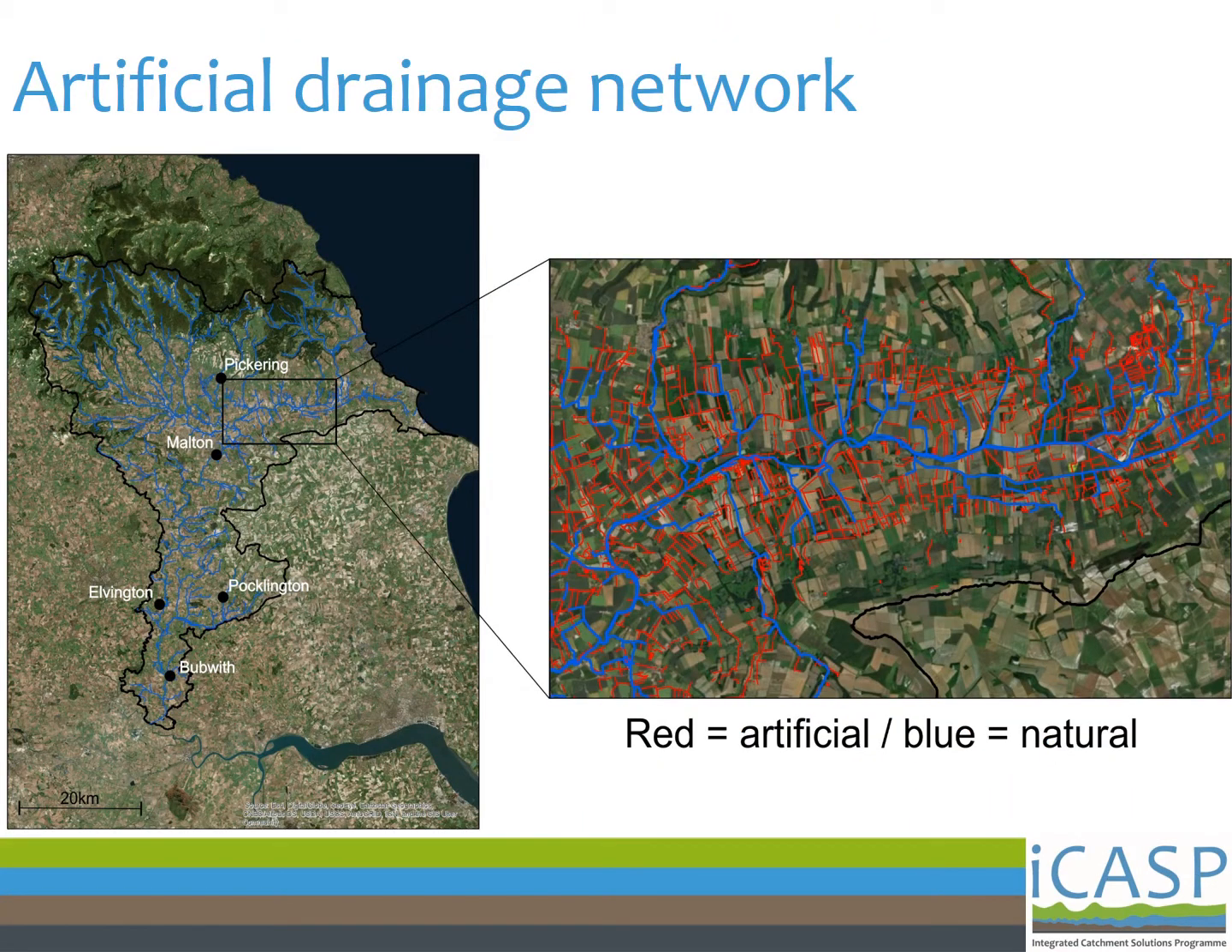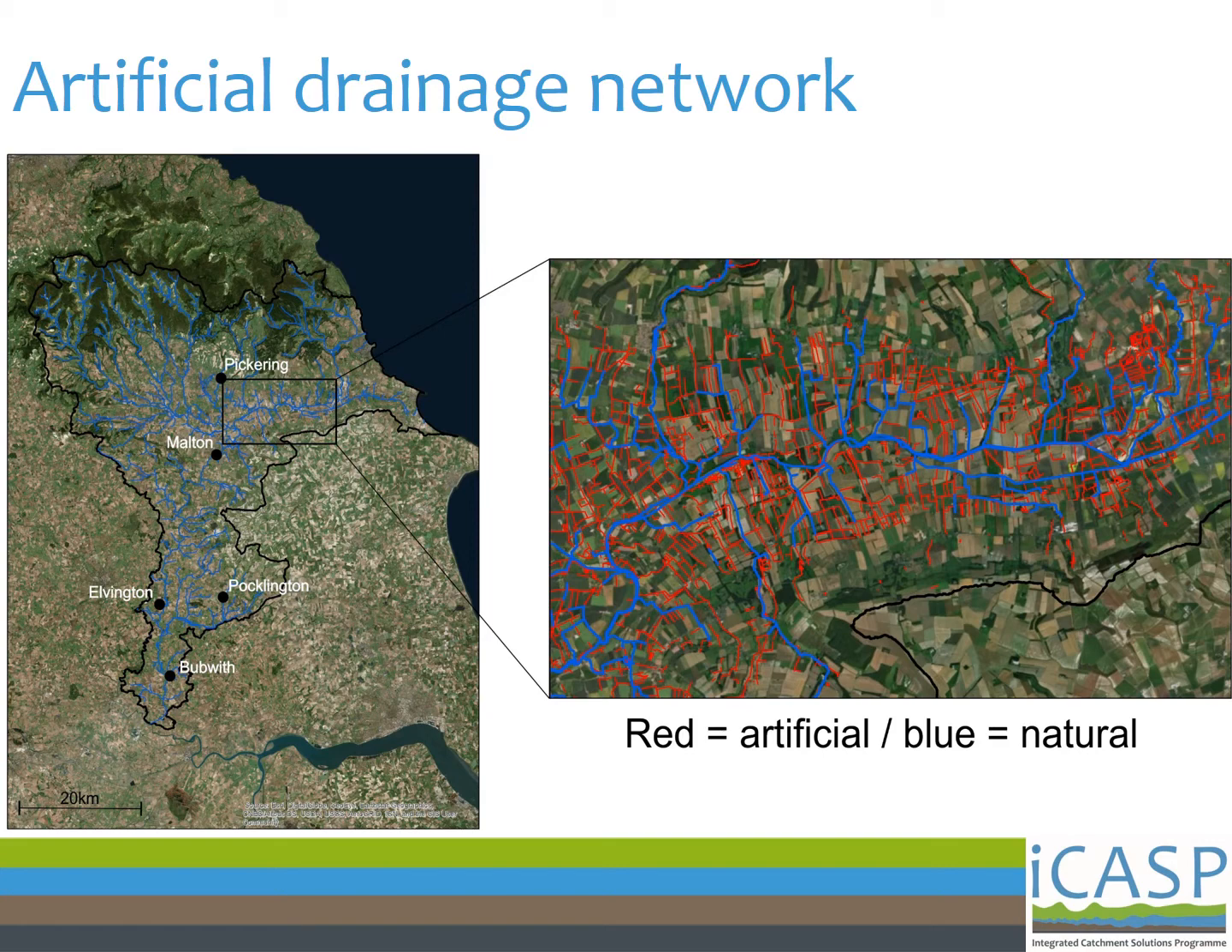We can also update our DEM by incorporating those artificial drainage networks that we discussed earlier. The image here is just around Pickering, and the red lines are all the field drains around the farms and land uses, and the blue lines are the main river networks. To do this, you can artificially deepen your DEM in certain locations so that you can pick up these pathways that are often not incorporated into modelling.